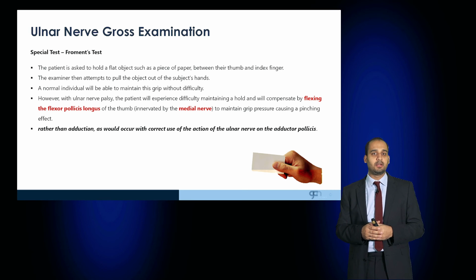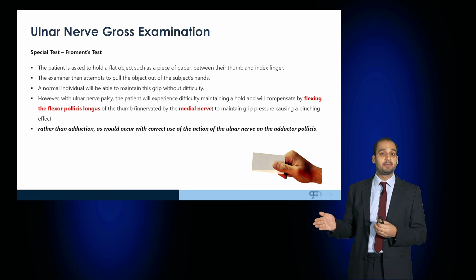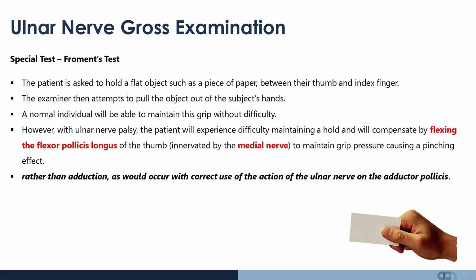The patient is asked to hold a flat object, such as a piece of paper, between their thumb and their index finger. The examiner then tries to pull this object out of the subject's hand. A normal individual with normal ulnar nerve strength would be able to maintain the grip without difficulty. A patient with ulnar nerve palsy will experience difficulty maintaining this hold and will compensate by flexing the flexor pollicis longus of the thumb. That muscle is innervated by the median nerve, and that would manifest as a pinching sign.